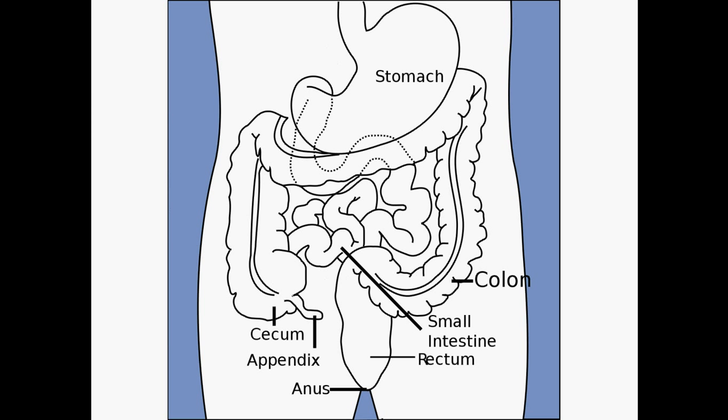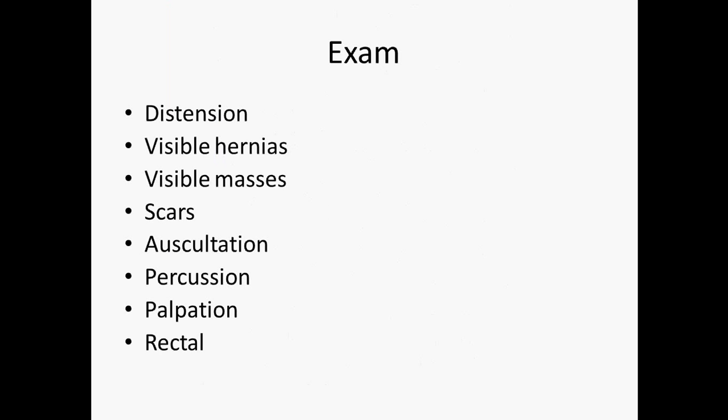Here is a picture of the bowel. Here is a list of things that we want to take into consideration on an exam. So bowel distension is a common characteristic of acute bowel obstruction. Visible hernias are something we need to look out for, to add that into the differential diagnosis.